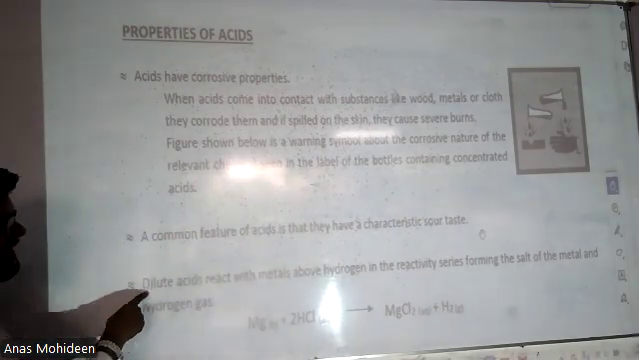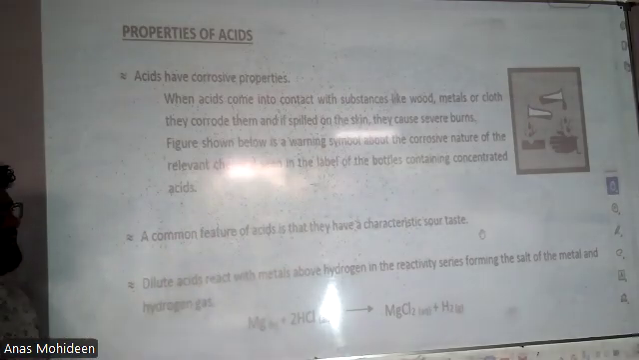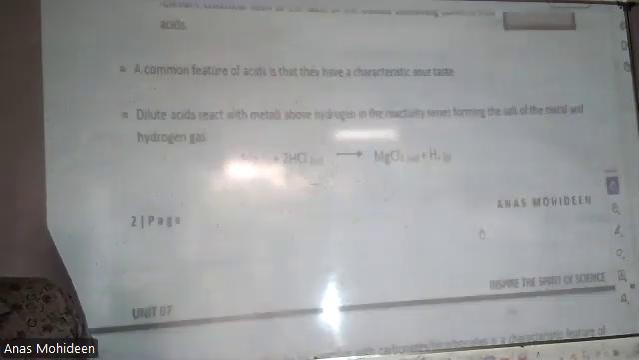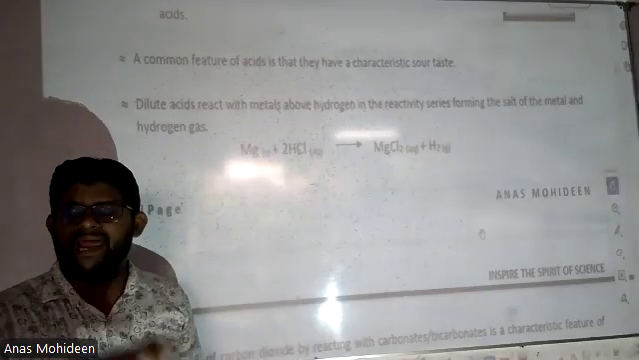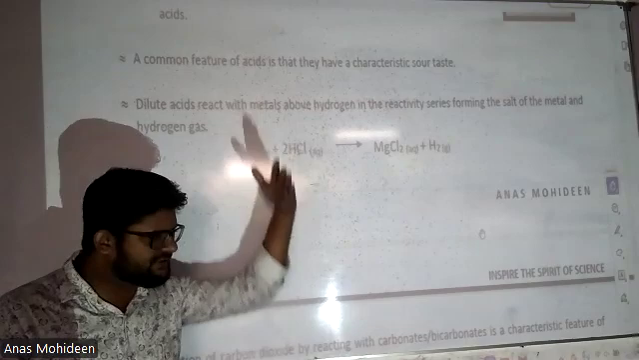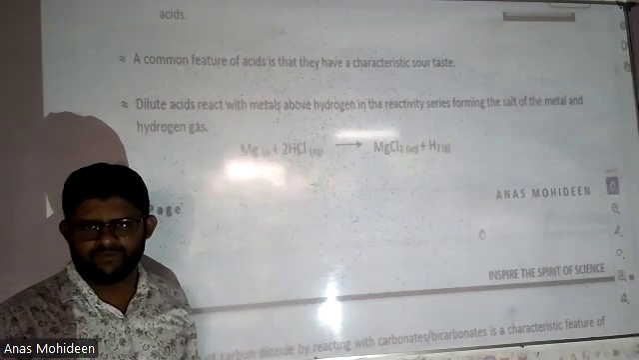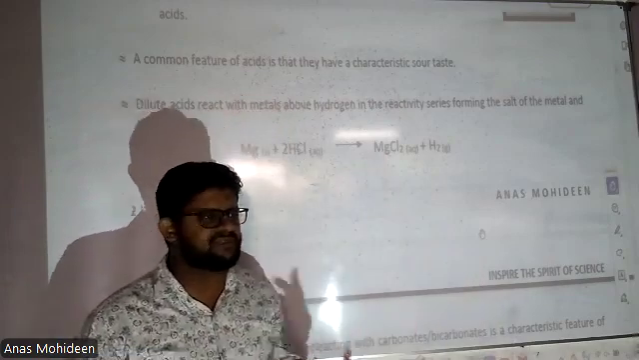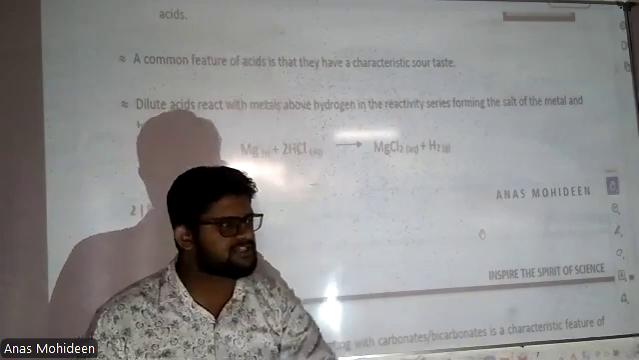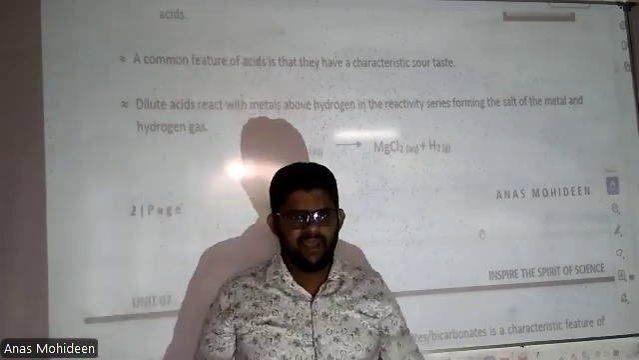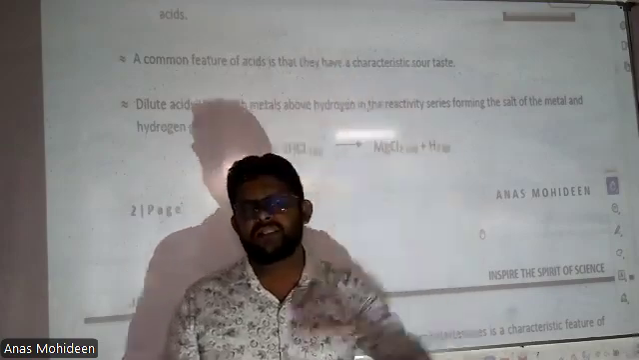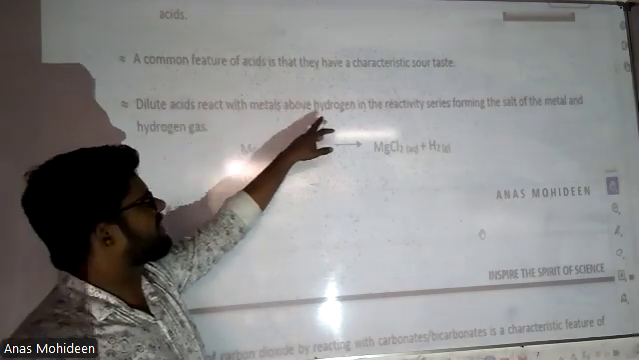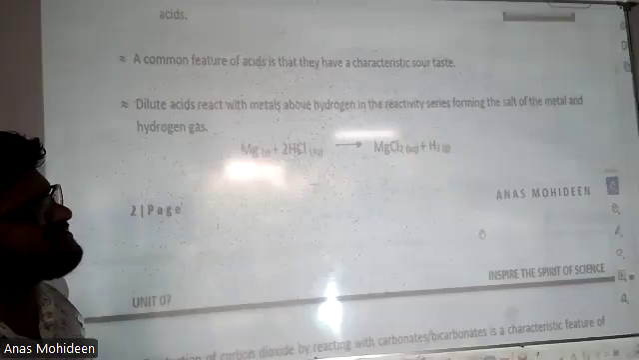And dilute acids react with metals above hydrogen in the reactivity series, forming the salt of the metal and hydrogen gas. Third property. Any dilute acid added with a metal. Now, the reactivity series, you have to remember. What is the reactivity series? Potassium, sodium, calcium, magnesium, aluminium, zinc, iron, tin, lead, hydrogen, copper, mercury, silver, platinum, gold. So above hydrogen, there are elements, right? In all these elements, dilute acids react, forming the salt of the metal.